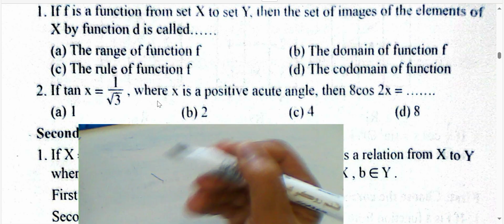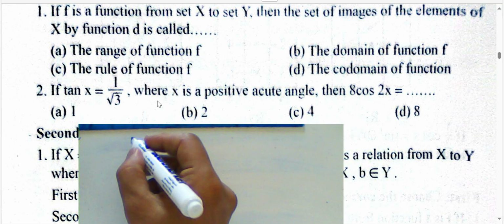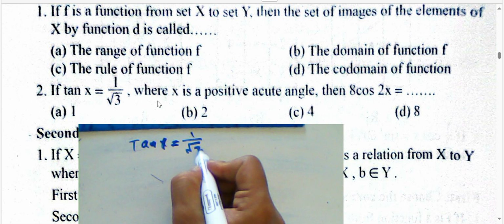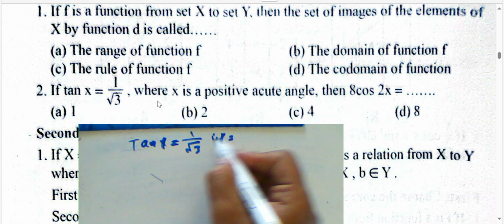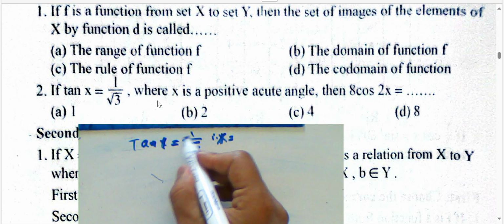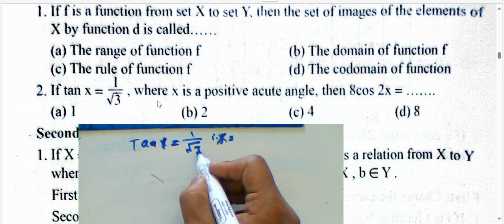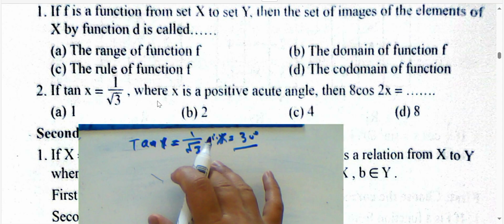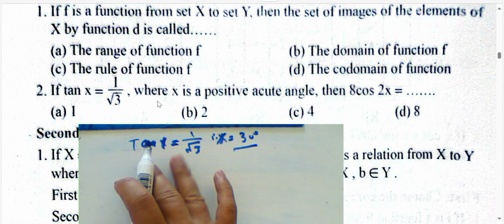Next question. x equals 1 over root 3, then we can write x equals shift tan of 1 over root 3, and the angle here will be 30 degrees. Using the calculator, shift tan 1 over root 3, it will be 30.